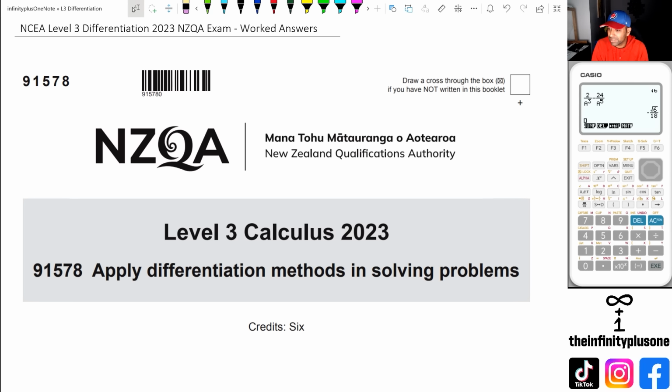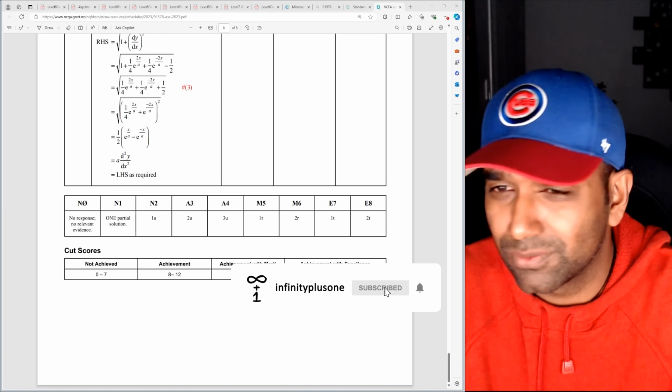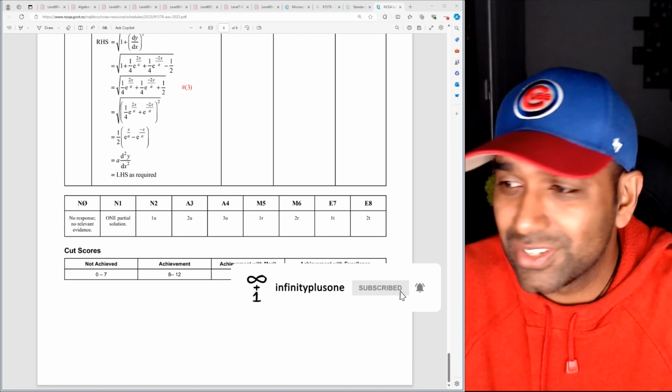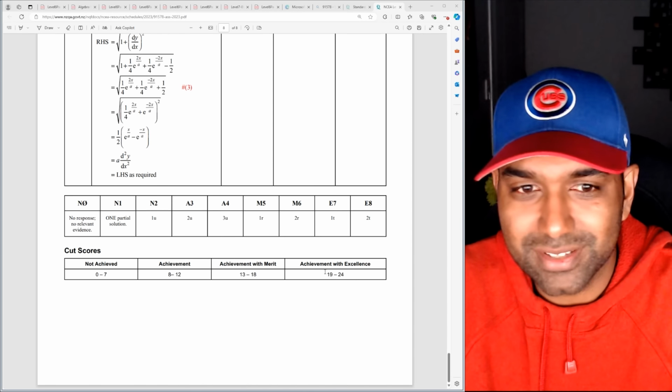As for the paper itself, the achieved parts was quite straightforward. I think it was easy to get achieved, but I think for excellence, you have to get that area question correct. Because looking at the cut scores, excellence was only actually 18. Excellence was a 19. Wow. As you can see, that's a good indication that this paper was quite a tough paper.